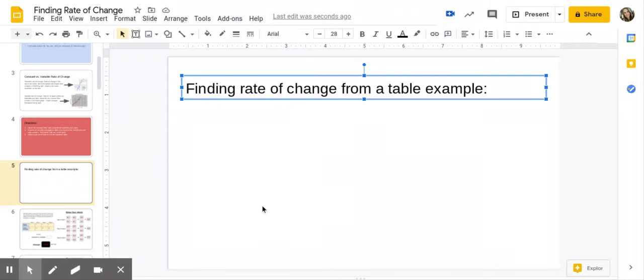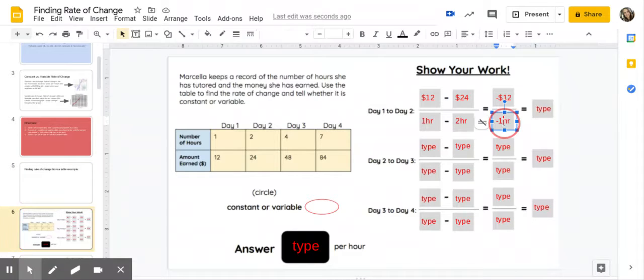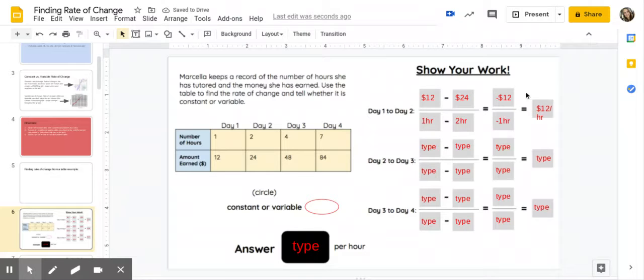Negative $12 divided by negative 1 hours. Negative divided by negative is a positive. 12 divided by 1 is 12. So this is $12 per hour. So she's making $12 for each hour.